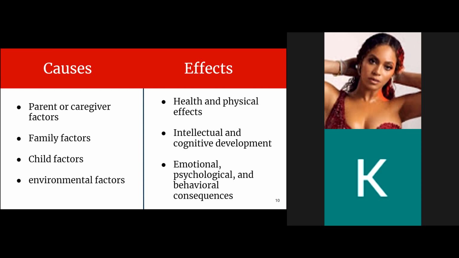Commonly associated effects of child maltreatment can be split up into three categories: health and physical effects, intellectual and cognitive development, and emotional and behavioral consequences. Childhood maltreatment has been linked to higher risk for diabetes, high blood pressure, brain damage, and more. The psychological effects on victims include poor mental and emotional health, attachment disorders, social difficulties, and post-traumatic stress disorder, also known as PTSD. Studies have shown that adults with a history of adverse childhood experiences, or ACEs, had a higher prevalence of suicide attempts than those who didn't.